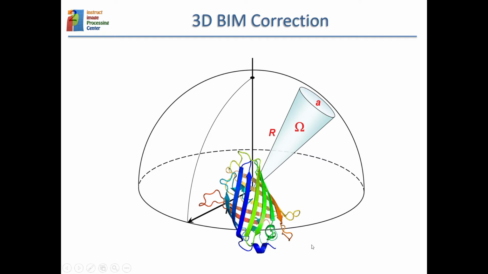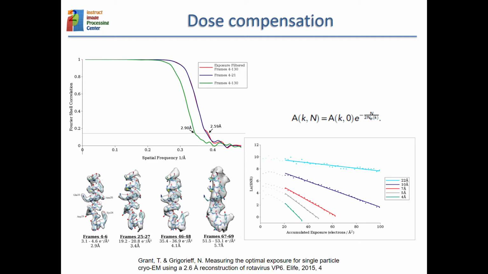So this protein inside the ice embedding is moving, is rotating out of the plane that you are imaging. These rotations, for the moment, I'm not aware that anyone is correcting for them. And there is this idea of dose compensation or dose dampening, or giving less weight to those images that have been more damaged by the radiation.